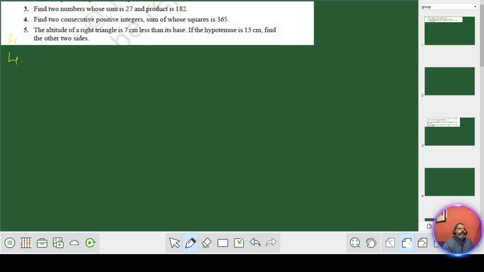Find two consecutive positive integers whose sum of the squares is 365. How do you assume the consecutive positive integers? Consecutive numbers will always be in the form x and x plus 1, because 2, 3 are consecutive, 18, 19 consecutive. So let the consecutive positive integers be x and x plus 1 respectively.